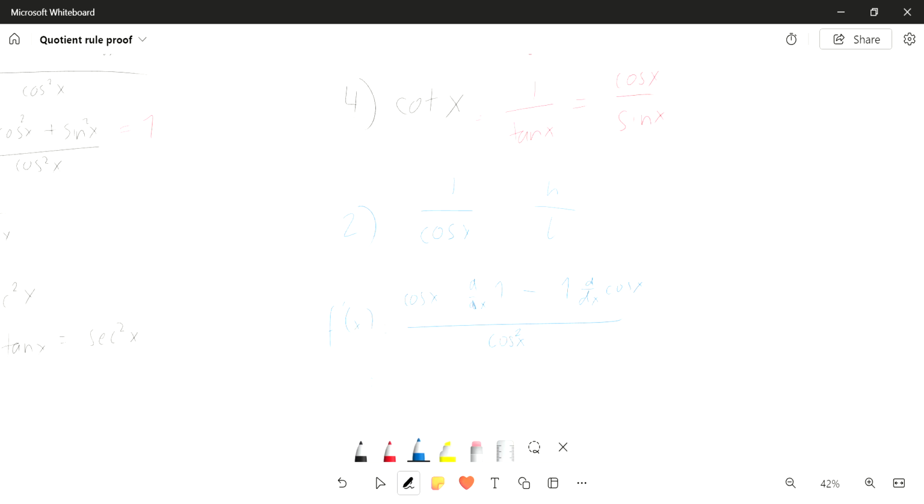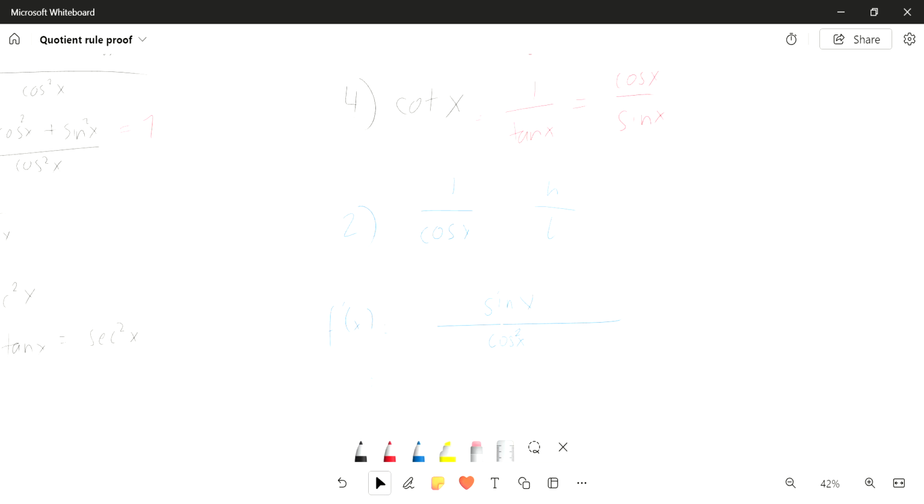So the derivative of any constant is just 0. So this becomes 0, and by extension, this also becomes 0. And the derivative of cosine x is negative sine x. And so I'll just write that over here. This negative and negative cancel out, so that becomes positive sine x. So you have sine x on the numerator and cosine squared x on the denominator.